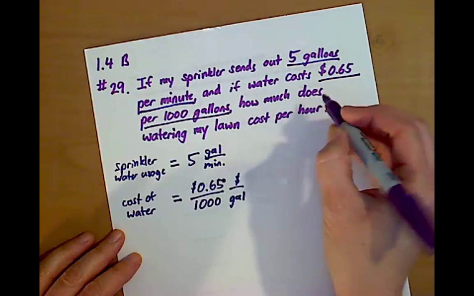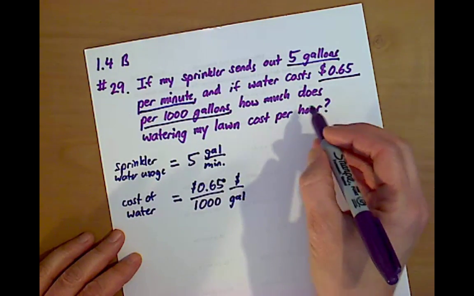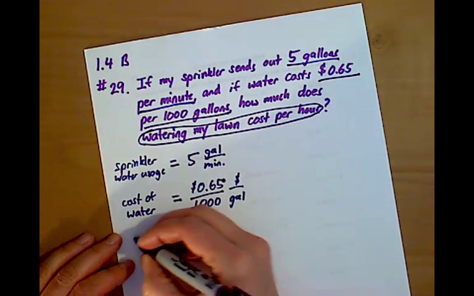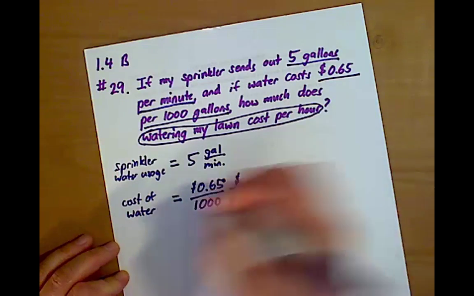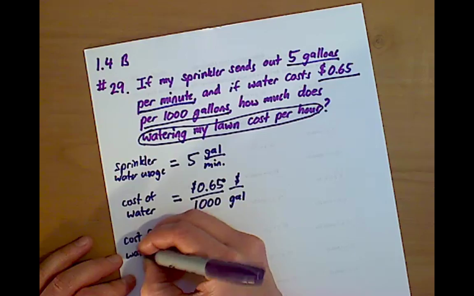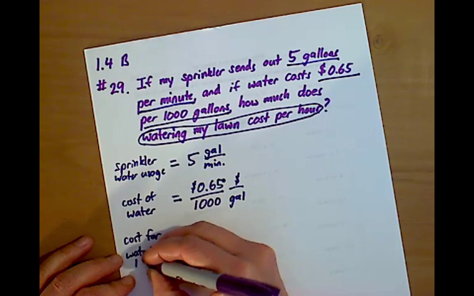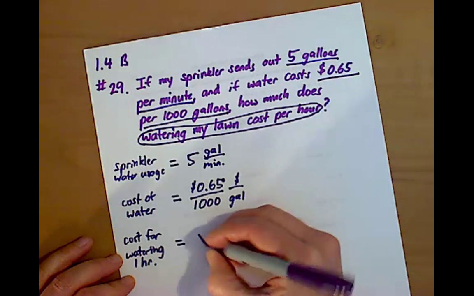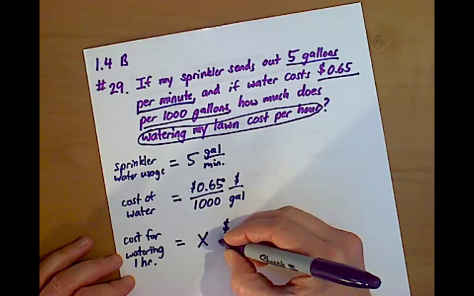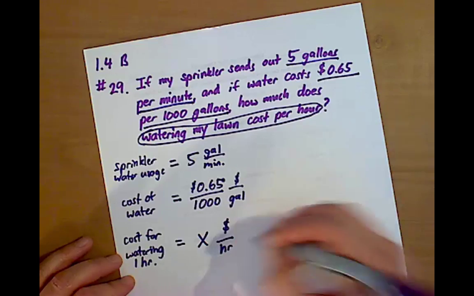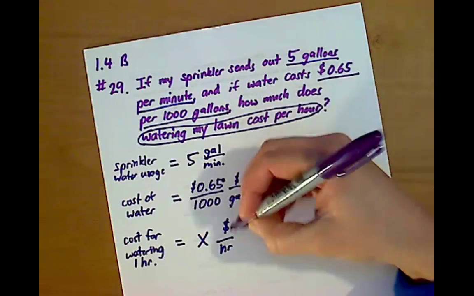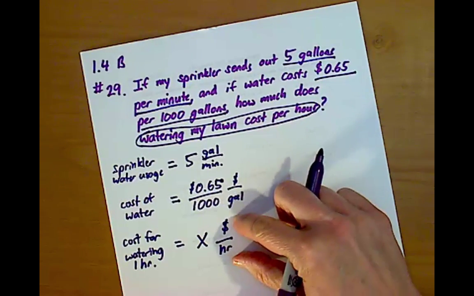The question is, how much does watering my lawn cost per hour? So we want to know watering my lawn cost per hour. That's our question. So cost for watering 1 hour. So X, because this is what we don't know. We want to know the cost per hour. So we have gallons per minute here. We have dollars per gallon and we have dollars per hour. We want dollars per hour.